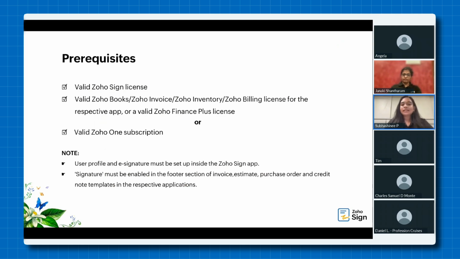To use this integration, you will require a valid Zoho Sign license along with valid licenses for the respective Zoho Finance applications. Alternatively, you should have a valid Zoho Finance Plus license or a valid Zoho One subscription. And to get started, ensure that you have set up your profile and e-signature in Zoho Sign. Also, enable the signature option in invoice, estimate, purchase order, and credit note templates within the respective applications.